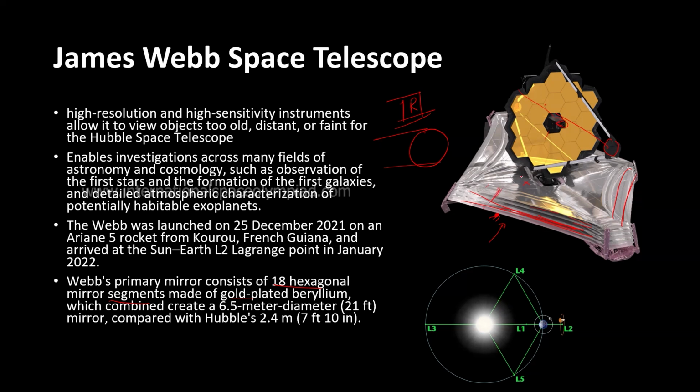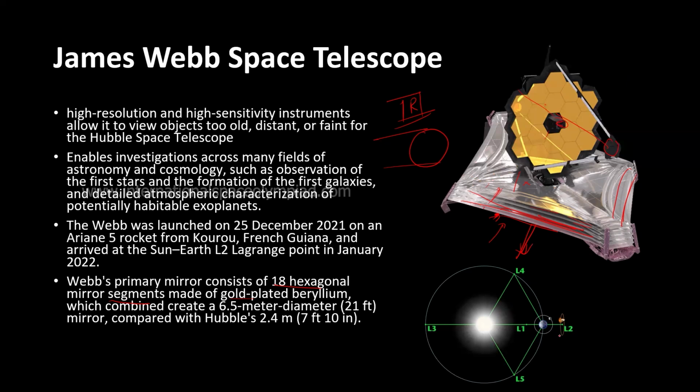And why it should be cooled? Because any object that is hot enough at a higher temperature will radiate infrared. So to avoid that, we are placing that telescope in such a way that this part, the back side, will always be facing towards the Sun, and the other side will always be towards the objects we want to observe. And this telescope is not placed around Earth.